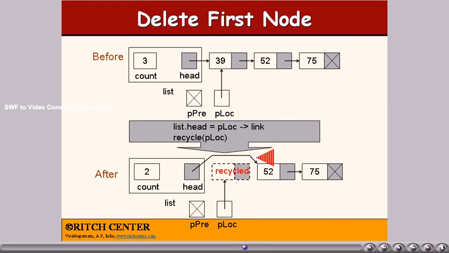Let us assume that the node which we wanted to remove is just at the top of the linked list, that is the first node itself. If that is so, we simply take a pointer and make it point to the topmost node, for example 39 in this case. Its link, that is its next node address, is now assigned to head, and then the node which is pointed by the ploc will be deallocated by calling a function such as free.